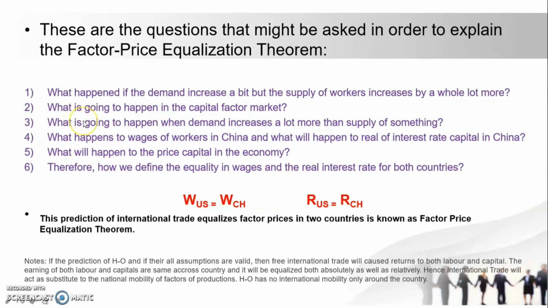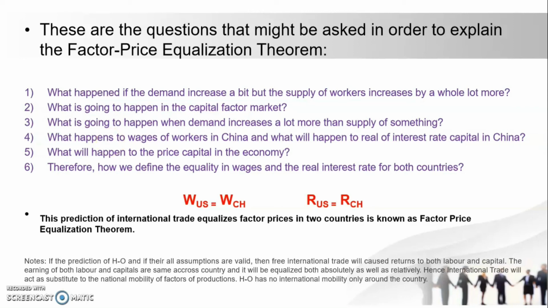We look at question number 3. What is going to happen when demand increases a lot more than supply of something? Alright, the price of that something goes up, and in this case, the price of capital is nothing but the real interest rate, so the real interest rate of the United States is going up.